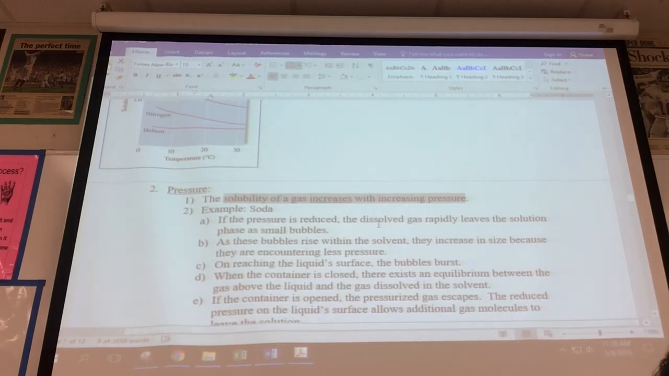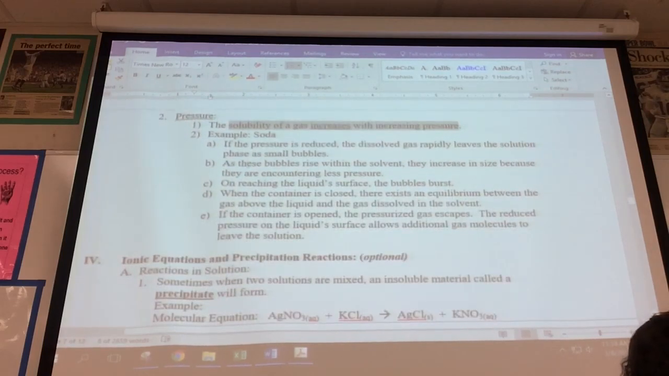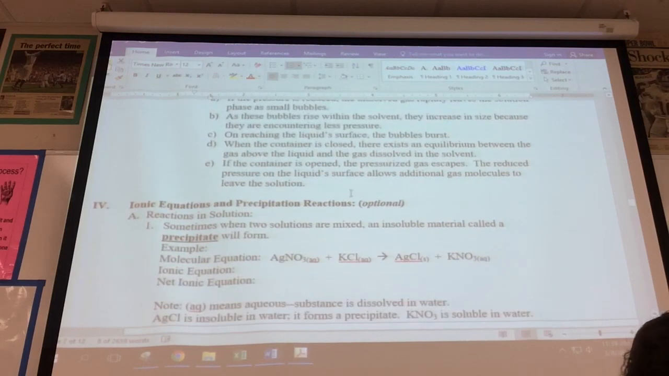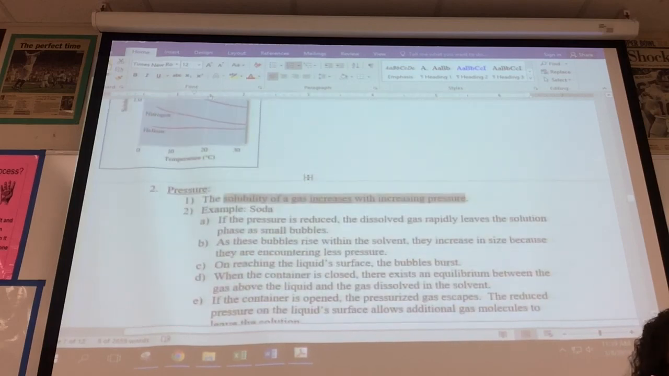What's the relationship between pressure and volume? Inverse or direct? Inverse, according to whose law? Boyle's law. Good. And this is what happens in soda. When you reduce the pressure, the dissolved gas leaves the solution as small bubbles. As they rise, they increase in size. They're encountering less pressure. Again, the inverse relationship between pressure and volume. And when they reach the surface, they're going to burst. When you close it, there's an equilibrium. But again, when you open it, you're going to have issues. Two factors that affect solubility: temperature and pressure.